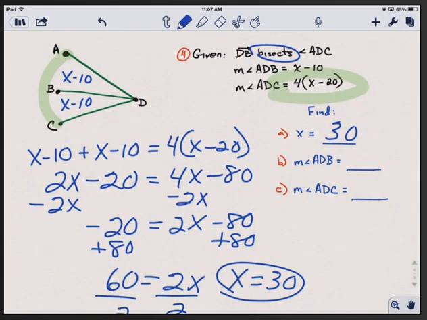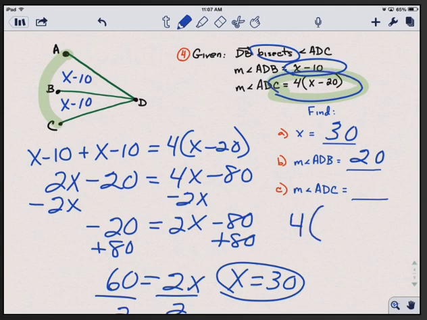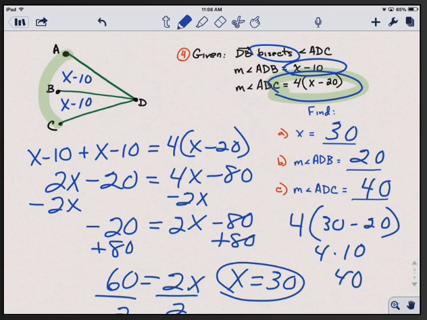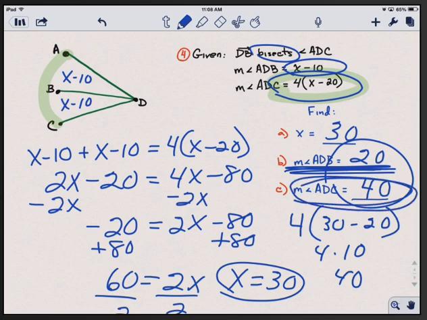ADB, the next answer. 30 minus 10, which is 20. The next answer, in parentheses, we have 4 times, in parentheses, 30 minus 20. 30 minus 20 is equal to 10 times 4 equals 40. And notice it makes sense. The angle formed by the bisector is 20 degrees. The original angle, or the larger angle in this case, is 40 degrees. 20 is obviously exactly half of 40.